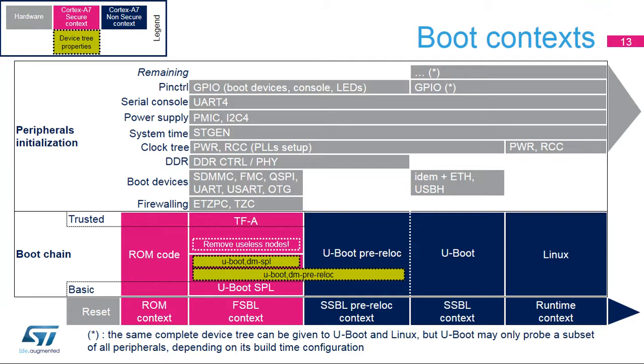The power supplies are provided by the external PMIC, that is controlled by I2C4 on ST boards, so both are first initialized in the FSBL and updated all along the application needs at runtime. The UART4 is used as a serial console from all contexts on ST boards. The GPIOs are progressively initialized by each context step by step. All the other peripherals are initialized by U-Boot or Linux when needed.